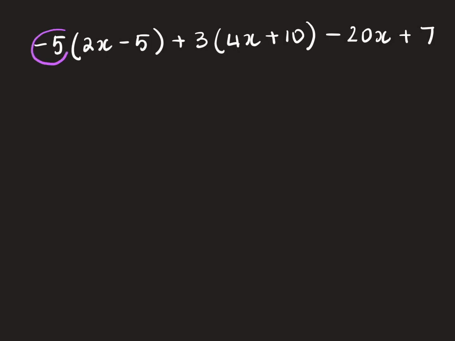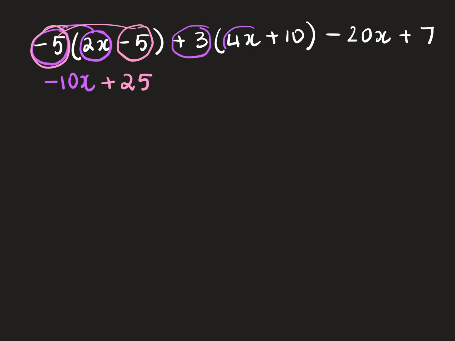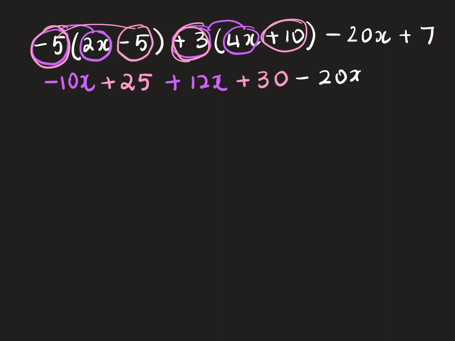Okay, I'm going to start my expansion. Negative 10x minus 5 times minus 5. Minus times minus is a positive. And then I've got, oh, plus there, that's nice. 3 times 4 is 12x. 3 times 10 is 30, plus 30. And then just write the rest as it is.